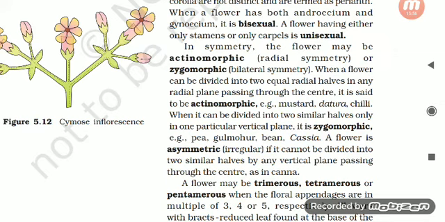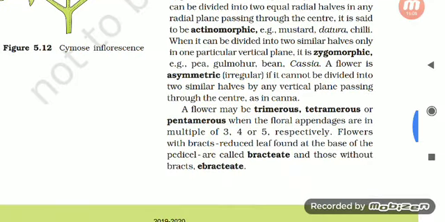A flower is asymmetric, irregular, if it cannot be divided into two similar halves by any vertical plane passing through the center, as in canna. A flower may be trimerous, tetramerous, or pentamerous when the floral appendages are in multiples of 3, 4, or 5 respectively. Flowers with bracts, reduced leaf found at the base of the pedicel, are called bracteate, and those without bracts, ebracteate.